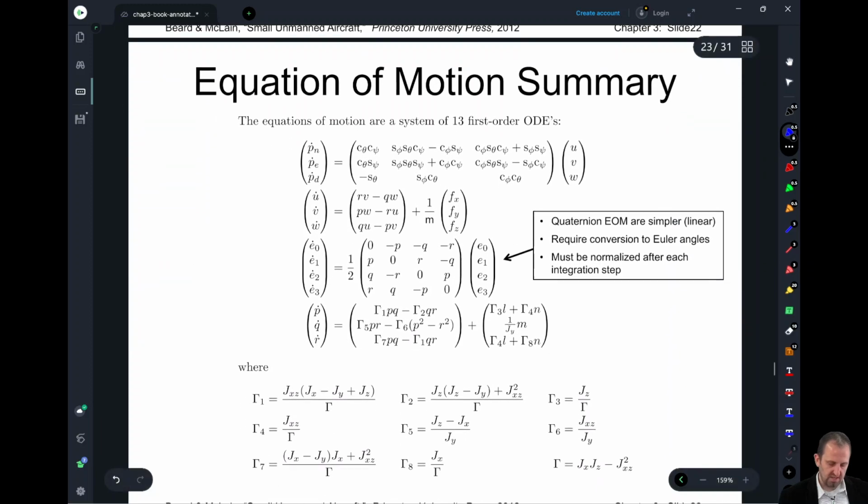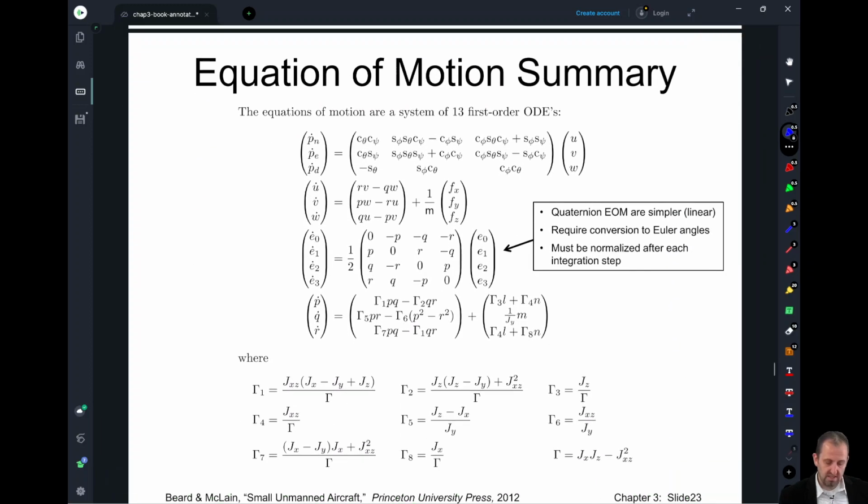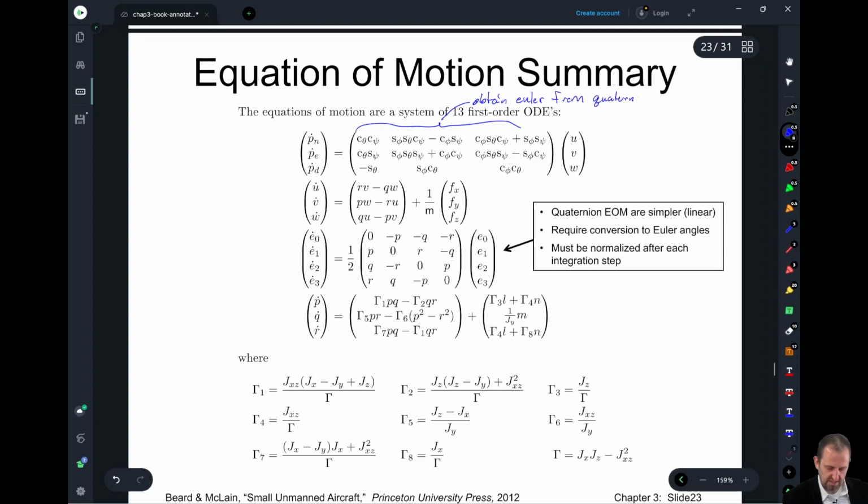Okay, so the book goes in, and basically most of it is a lot of substitution for all of these trig terms. Up here, it's just nice that we can obtain the Euler angles from our quaternion, and so we don't really need to change that at all. But what we do have here is now a nice time derivative of our quaternion.